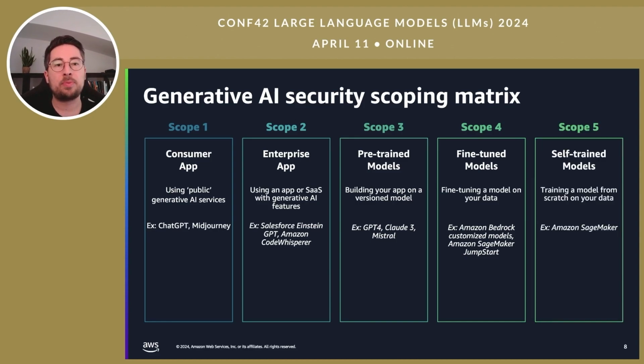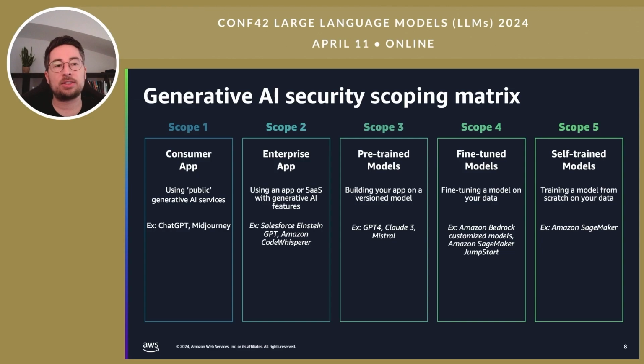And lastly, we have scope 5, which is self-trained models. This is when you want to go ahead and create or train your own models from scratch. Typically, it's very unlikely that you will be in scope 5 because this has a lot of things that you need to consider and things that you need to do. So most likely you will be in scope 3 or 4 if you want to build your own application on top of, and with generative AI.